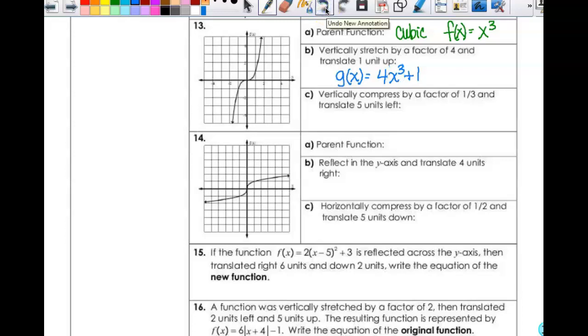Okay. Then C, so we're going to call this one h of x. We're going to vertically compress it by a factor of 1/3 and translate 5 units left. So you try that one. I'll give you a second to get that one done.